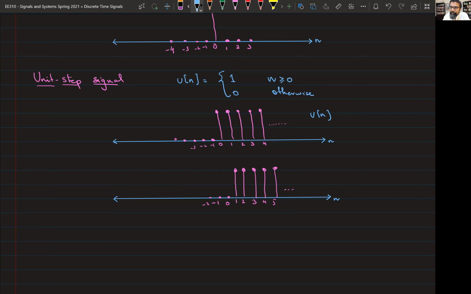Right. So as people point out, the answer is u of n minus 1. Good, right? So this is u of n minus 1. It's just shifted to the right, and as people point out in the chat box as well.